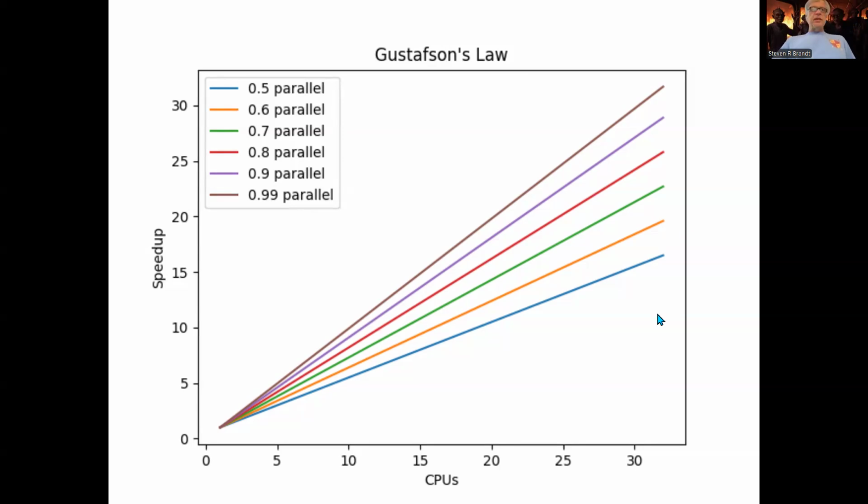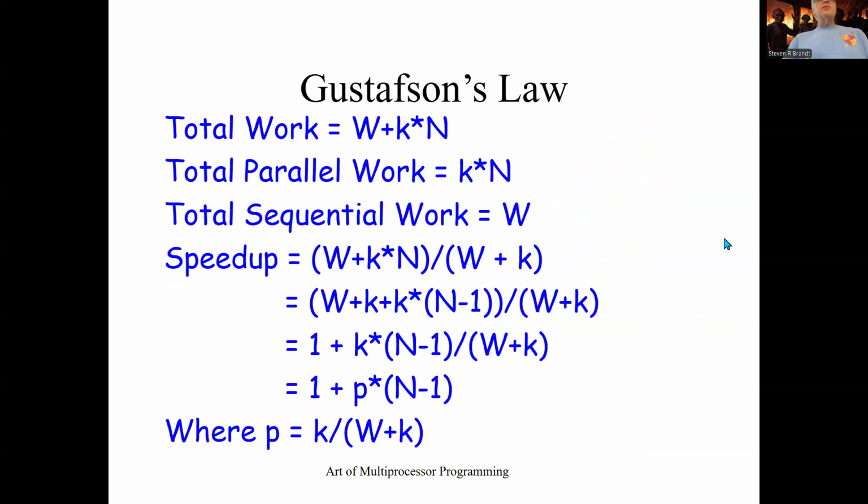Yeah. So if I go back and look at Gustafson's law, what we say is our total work is going to be W plus K times N. K is the amount of work that could be parallelized on one processor, but the amount of parallel work I'm going to multiply by the number of processors. So I'm going to scale up the amount of parallel work to match the number of processors I have. This is the idea that I'm solving a problem, and if you give me more processors, I'm going to solve a bigger problem. And so I'm going to talk about my speedup on the bigger problem relative to what I would have gotten on a single core.